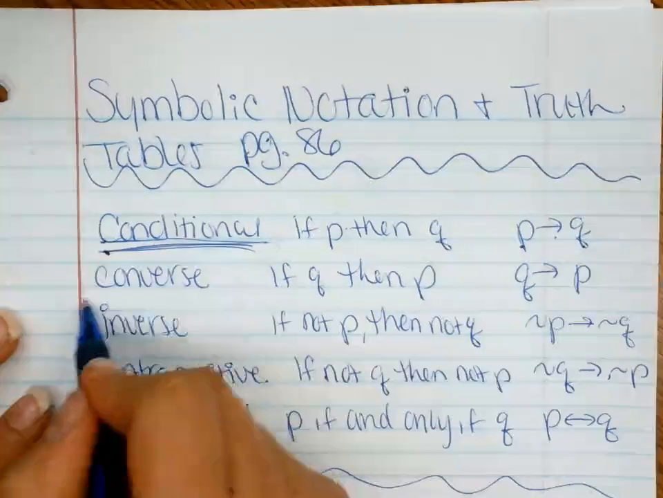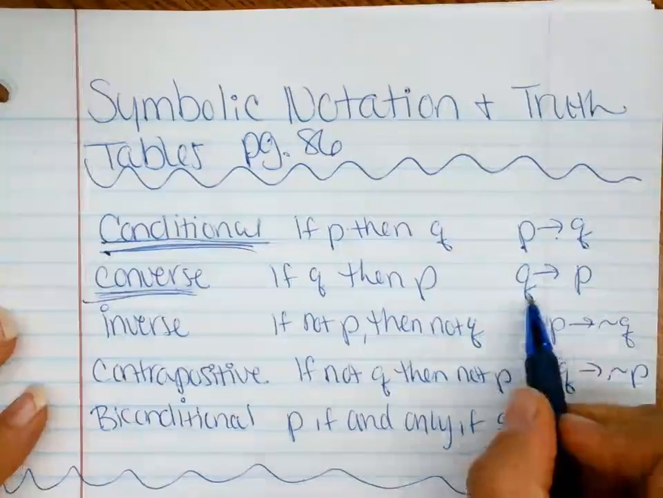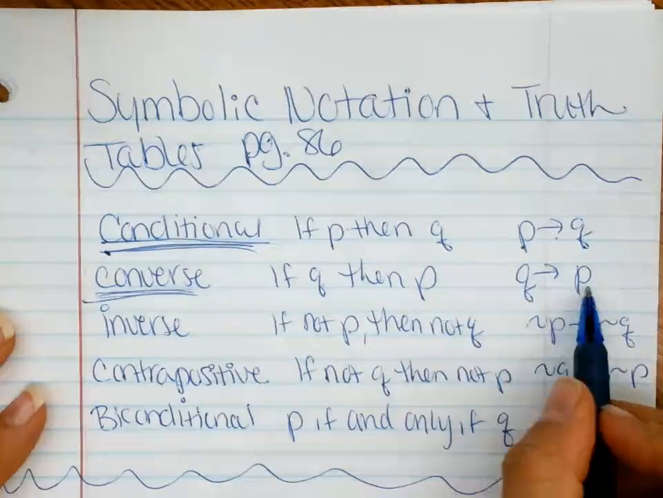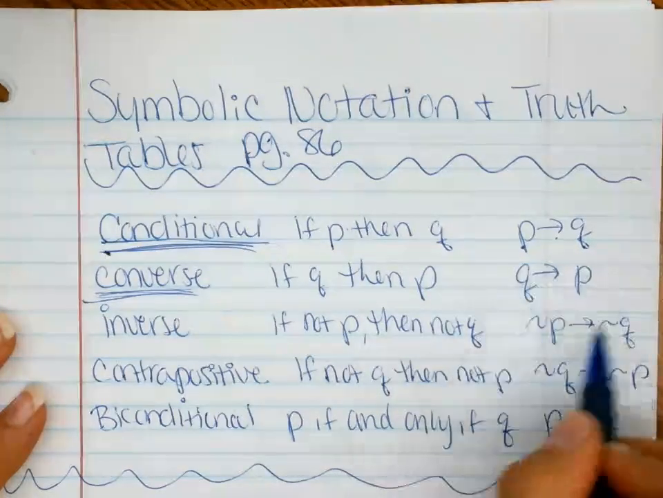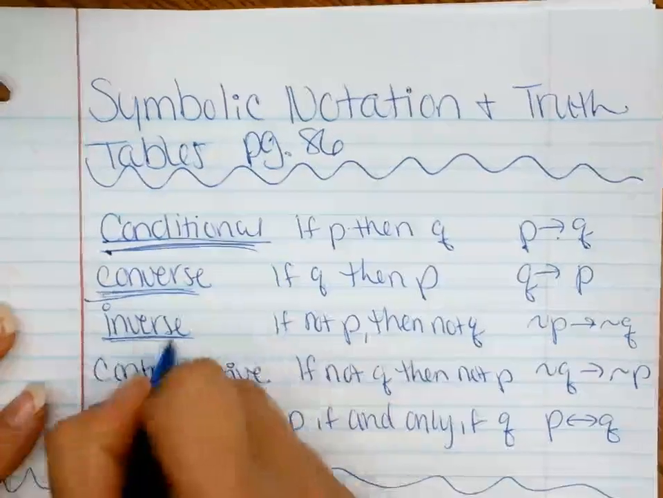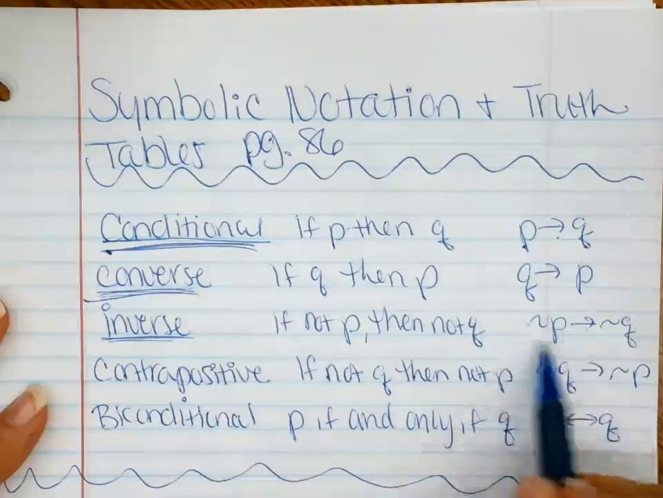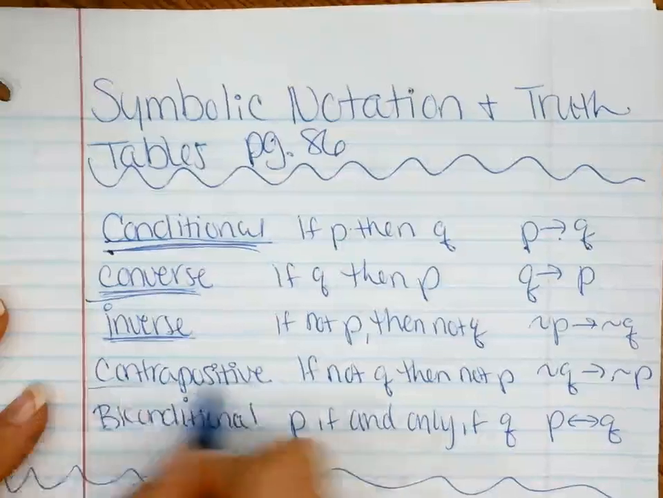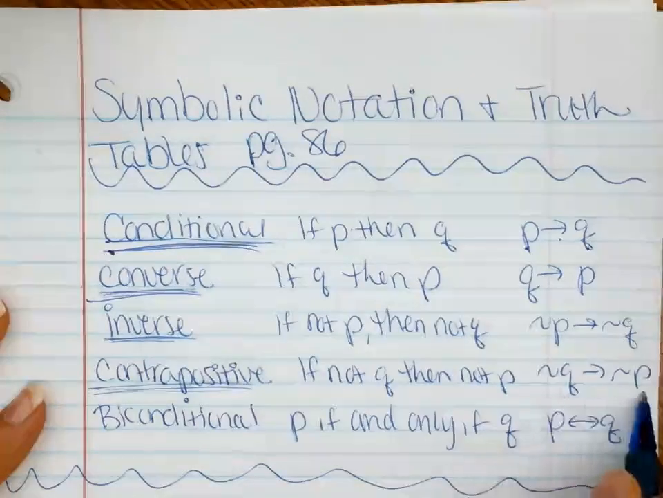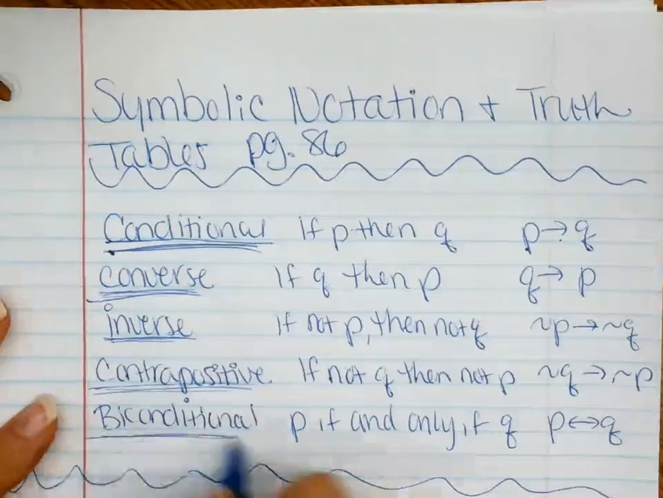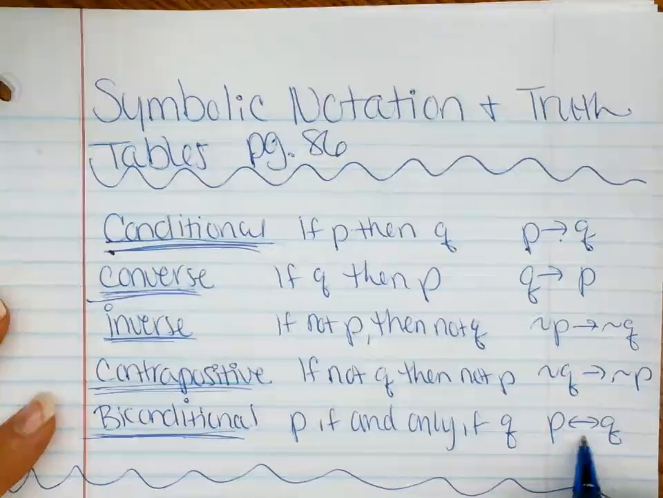Your converse is if Q, then P. So if Q, then P. It's Q, arrow P. This is how you write it in symbolic notation. Your inverse, if not P, then not Q. So it's a little squiggly line, not P, then not Q. Contrapositive, if not Q, then not P. And then your biconditional, P, if and only if Q.